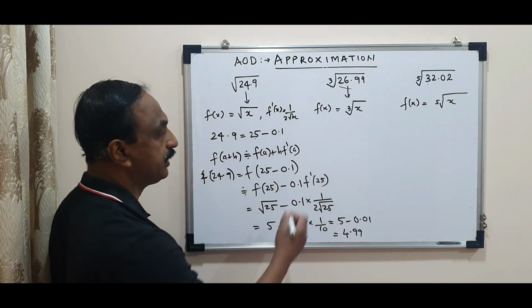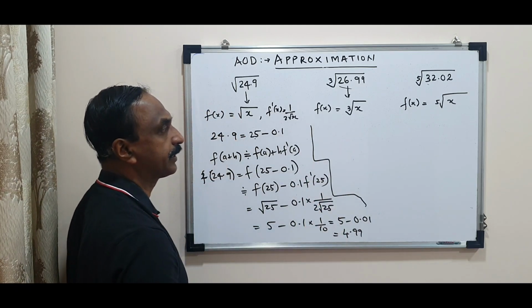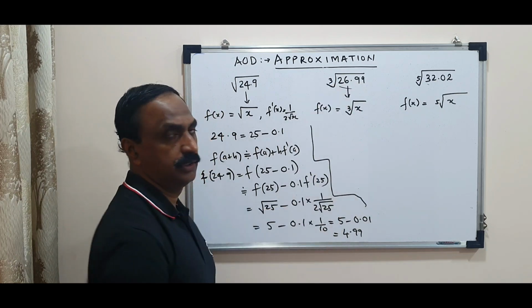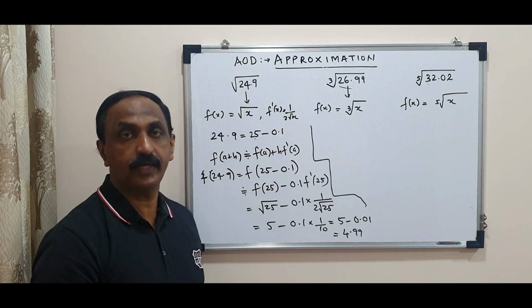Now let's have a look at the same over here. How do we complete here? Here 26.99 is a cube root. So a number whose cube root is known to you is 27.